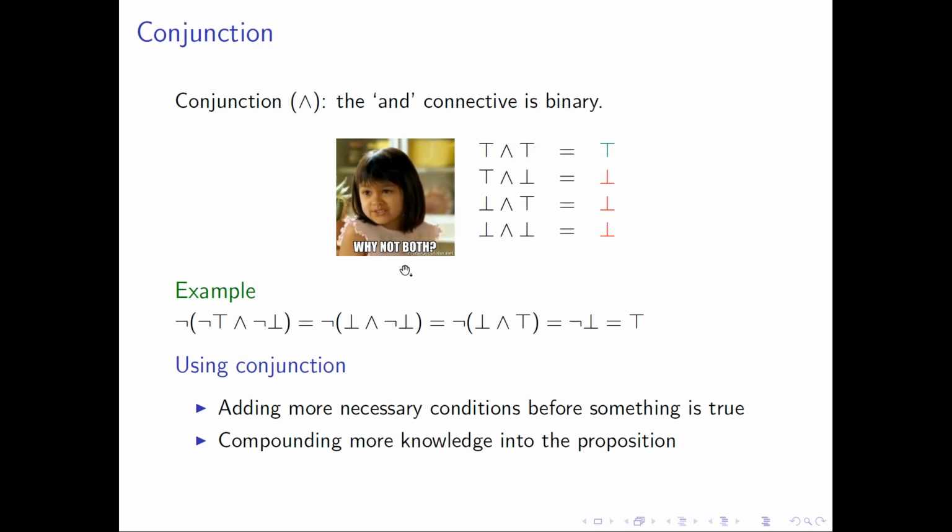So it's the "and" connective. So here we have "why not both." So this is true when we have both. When both are true, we get true. But in any other case, we get falsity.